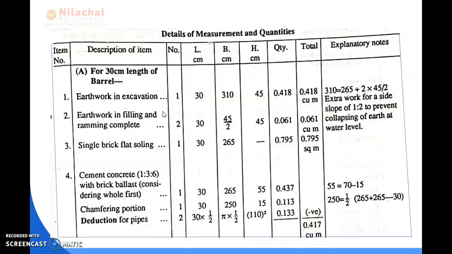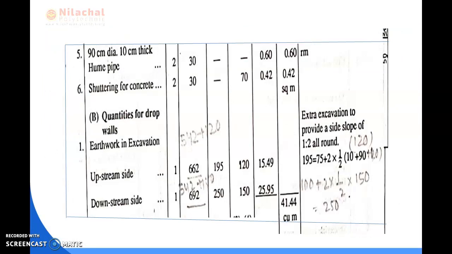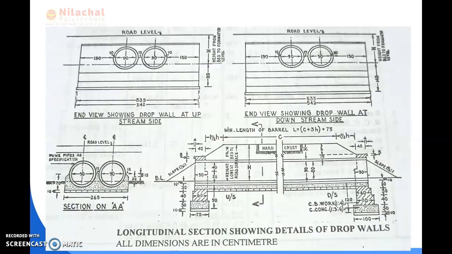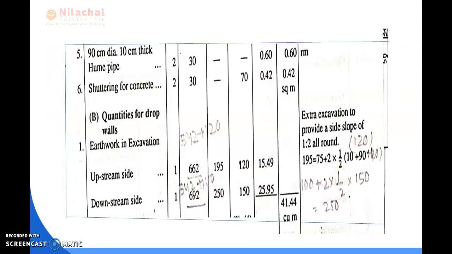The total length of the upstream side wall is equal to how much? 542 plus 2 into 120 by 2. 542 is the actual length of the upstream side drop wall, and 2 into 120 by 2 is considered for the side slope distance. Is that clear? Then the total distance is equal to 662.